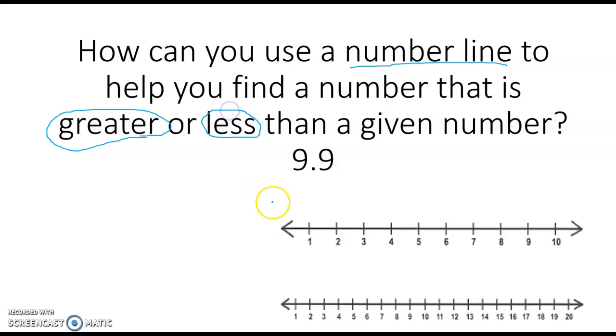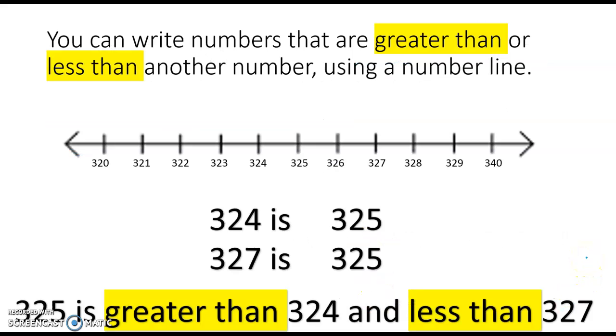You remember a number line looks like this, and it shows numbers in order from smallest to greatest. They might count by ones, they might count by fives or tens or 20s or hundreds, but it's always going to go from smallest to greatest. So you can write numbers that are greater than or less than another number using the number line.